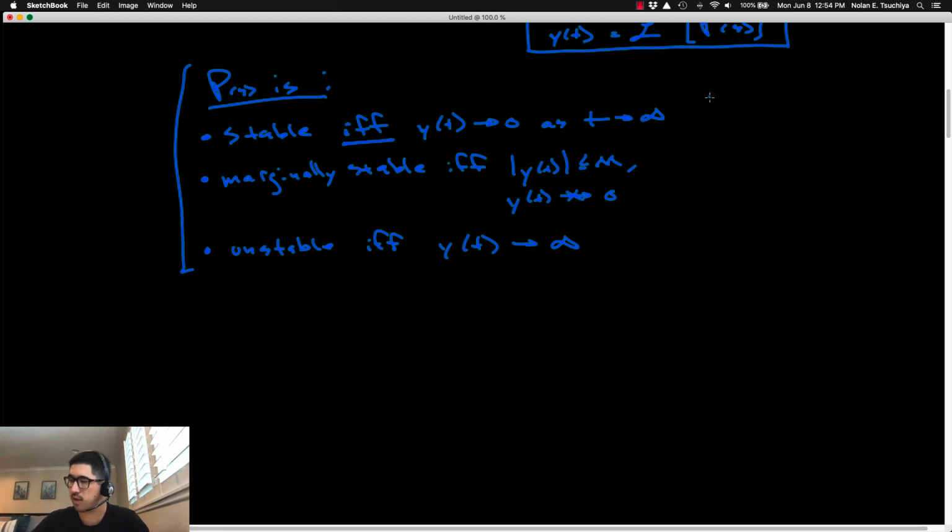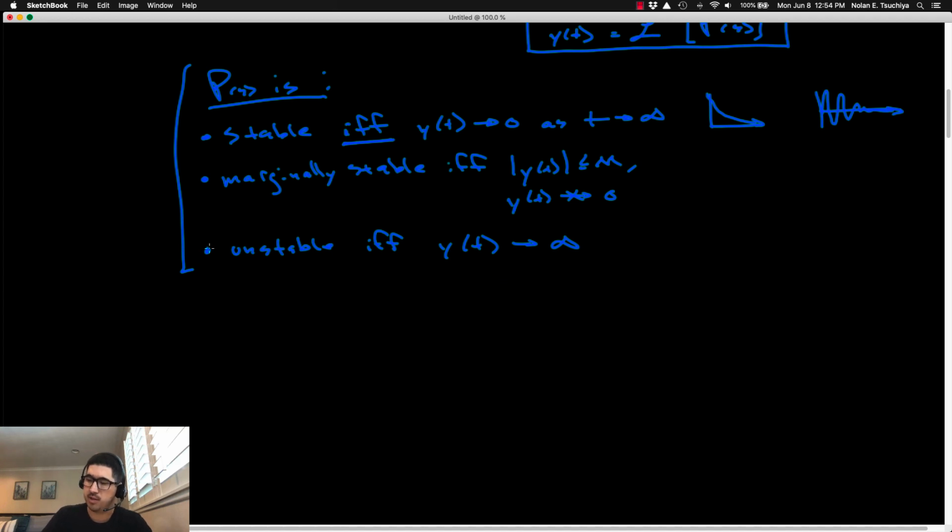So that could look like either exponential decay like this, or we may have some second order response where you get some oscillation that eventually decays, right? So those are both stable responses.